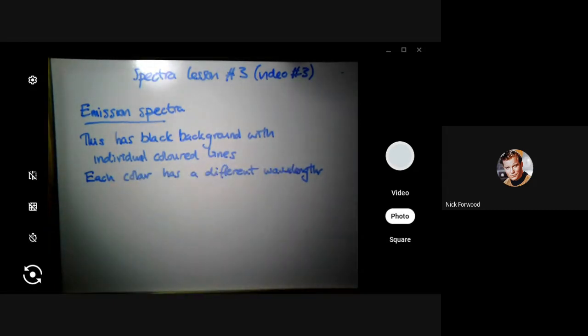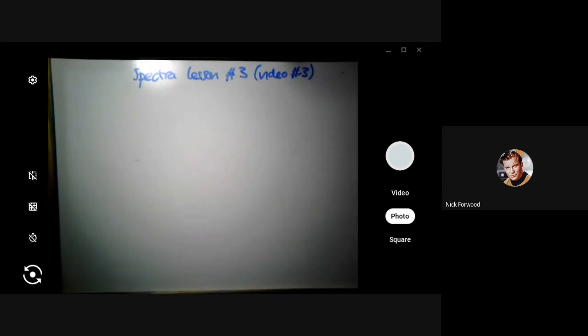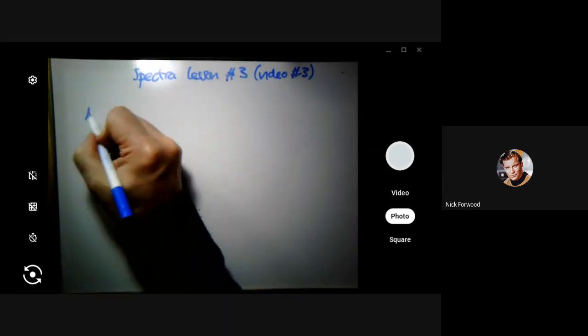Okay, so that's emission spectra. Black background with individual colored lines. Each color has a different wavelength. Look up the information in the data table if you need it. The next one I want to do, you need to get all this written down, of course. We're going to have a look at the absorption spectrum.